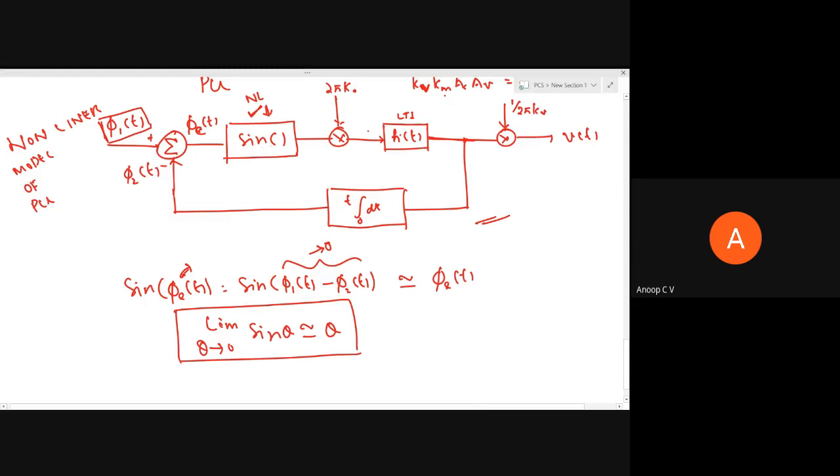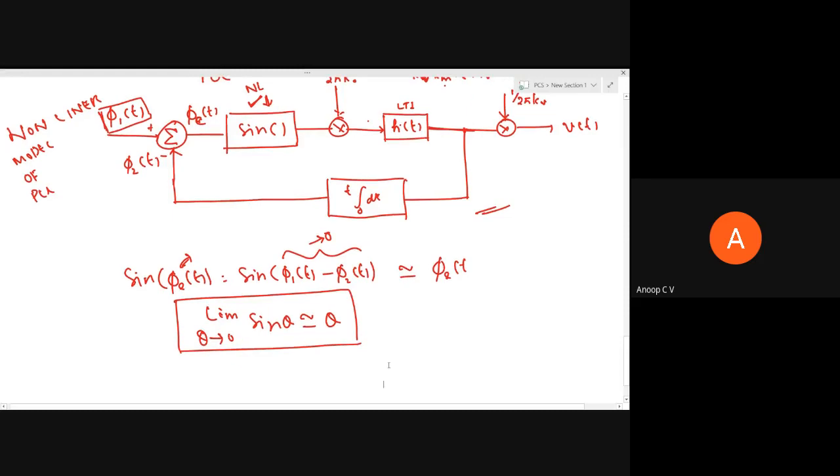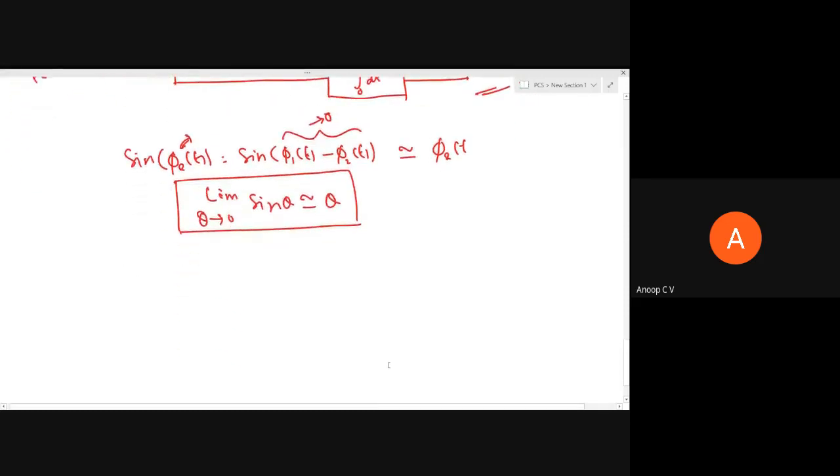So then this model will get reduced to, I'll draw it here. We have this sigma. Except for the sine part, which won't be there, everything else remains intact. So I'll draw it here. This is what I'm going to discuss: when theta or phi of t is very small, sine phi of t can be approximated as phi of t. Then we'll get a linear model of PLL.